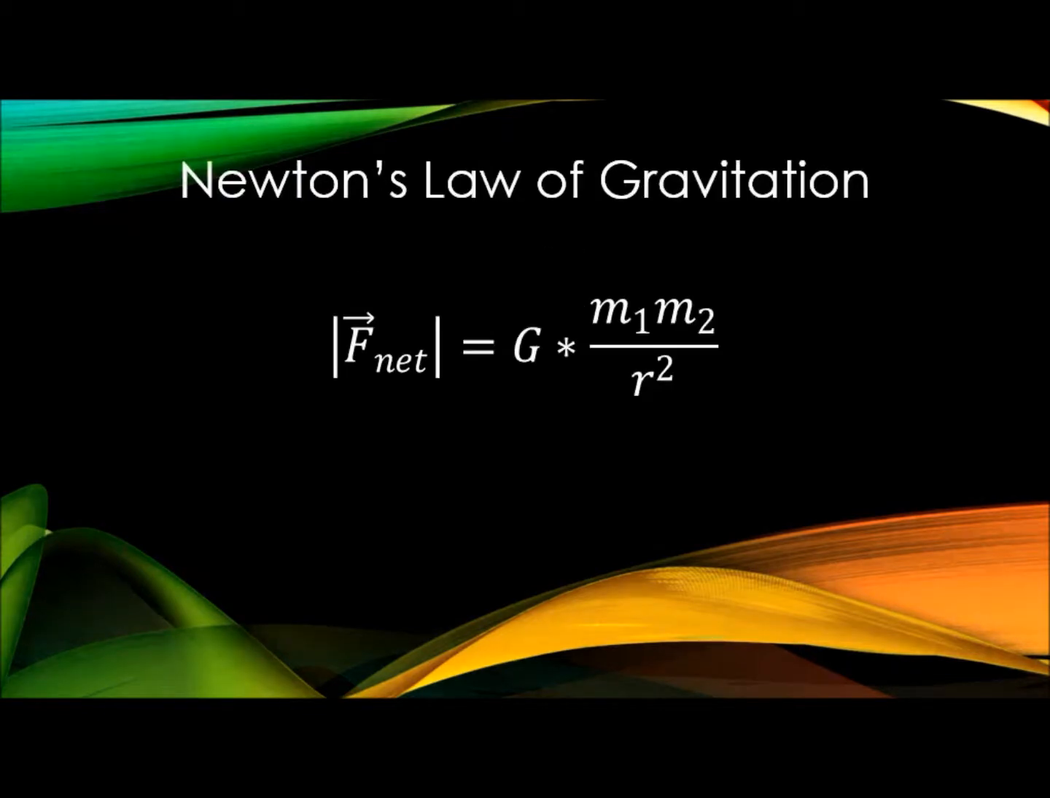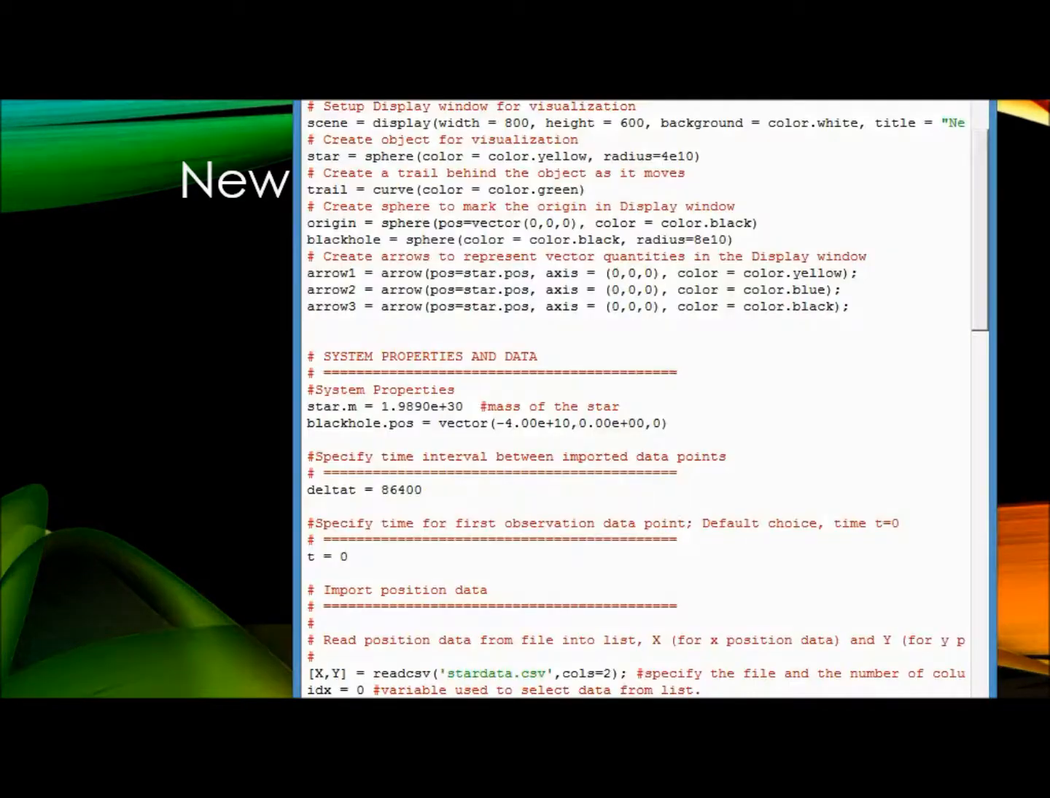The last major model that we are going to use in this experiment is Newton's law of gravitation. This law states that the magnitude of the net force on two objects because of gravity is equal to the gravitational constant times both masses divided by the distance between the two squared.